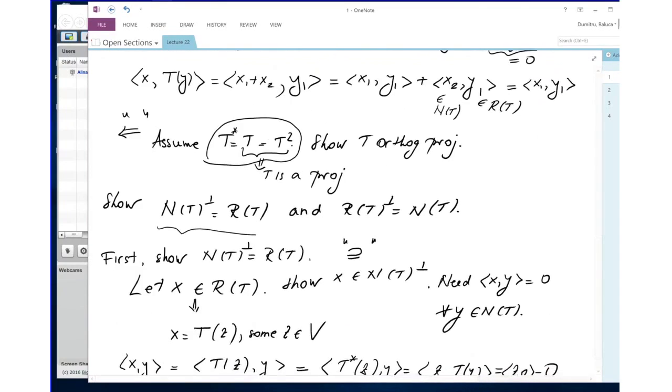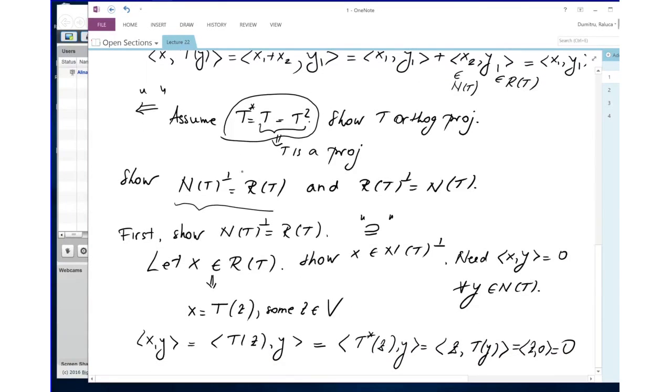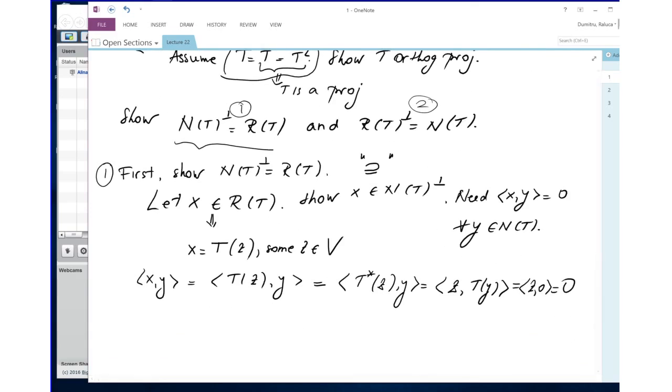So to be orthogonal, there are those two things that need to be proved. 1 and 2 there. So we are in the middle of proving the first, and we do this by double inclusion. So we started with an element X in the set on the right, in R of T, and we want to show that it belongs to the set on the left, which means X has to be orthogonal to anything in the null space. So we took the inner product between X and something in the null space, Y.